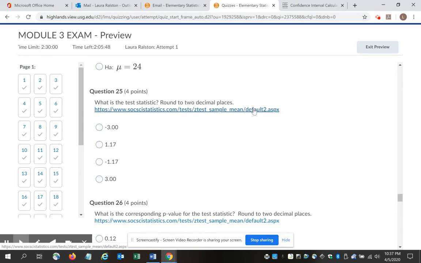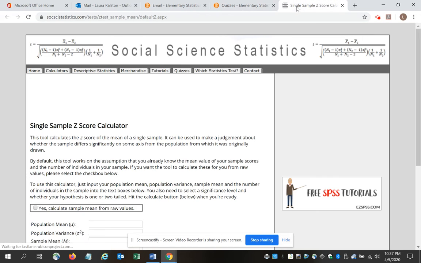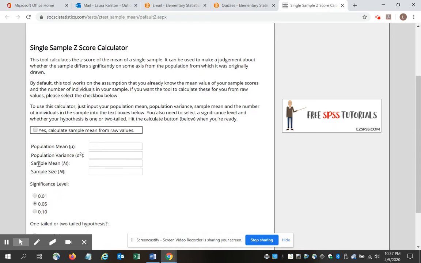And the next question asks you for the test statistic. Again, I give you the link to the website. You didn't even have to go out and look for it. Okay, so we're going to open it. And here's where a lot of you make a mistake. We talked about those guys right here. Notice you need the population variance, not the population standard deviation.